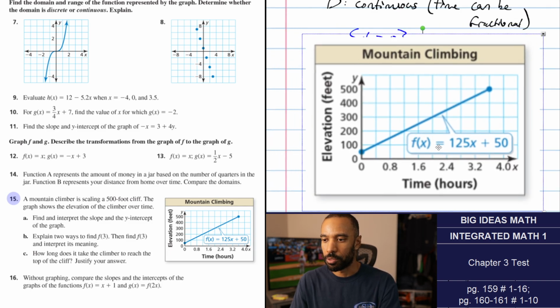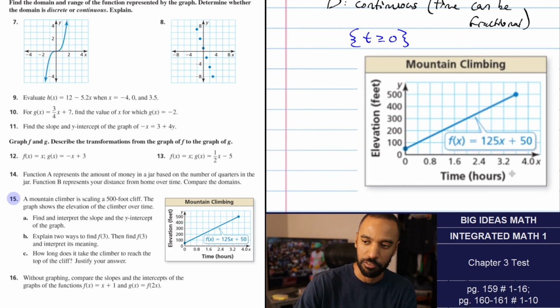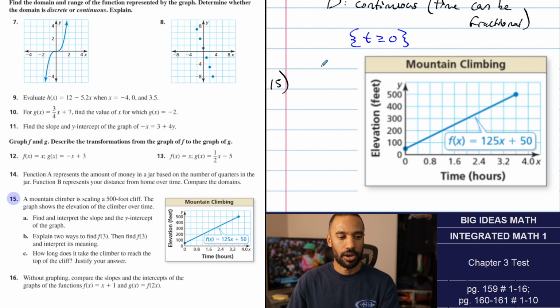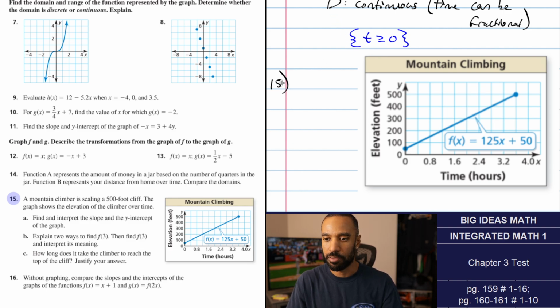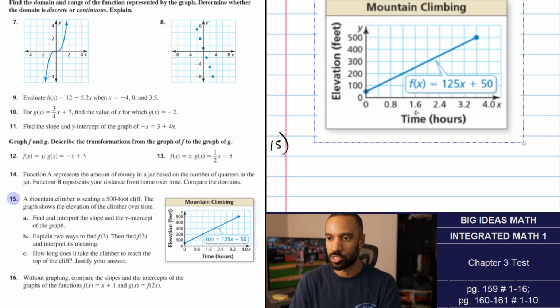You can, of course, download the PDF and you can see it there. I think that's a clear enough picture of what we have to do. So number 15, there it is. Part A, find and interpret the slope and the y-intercept of the graph. I probably didn't give myself enough room to do that, so let me just move this over and scroll this down.